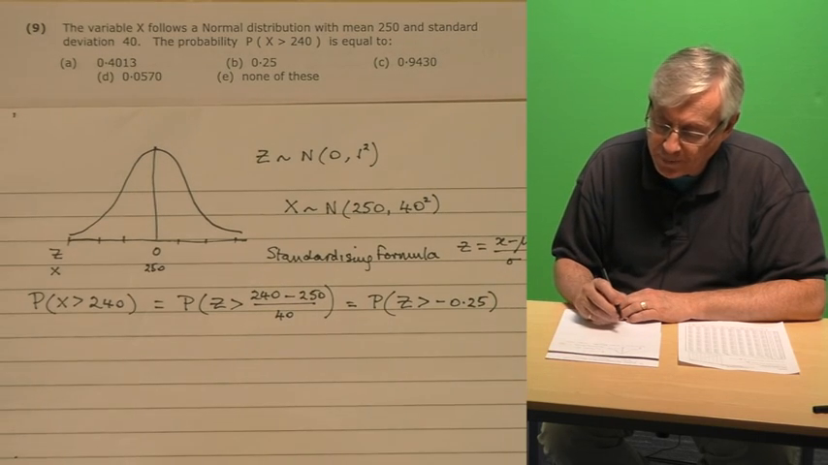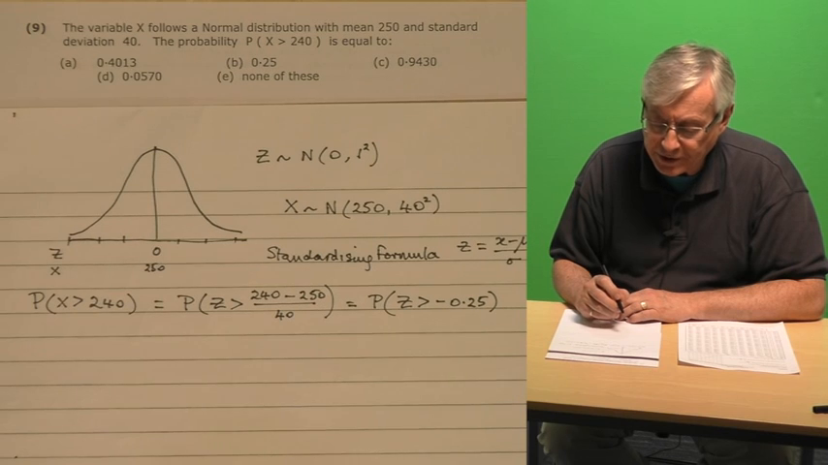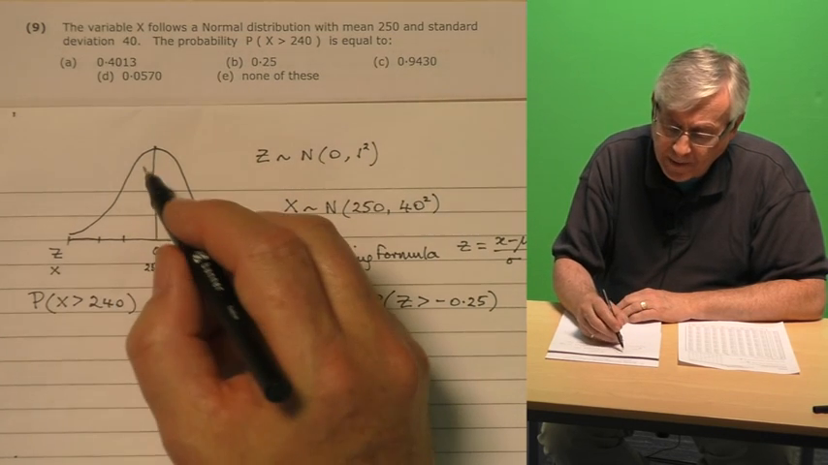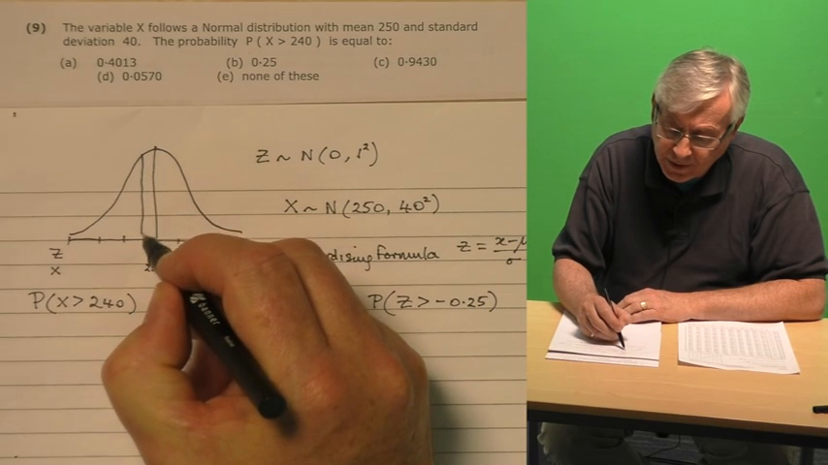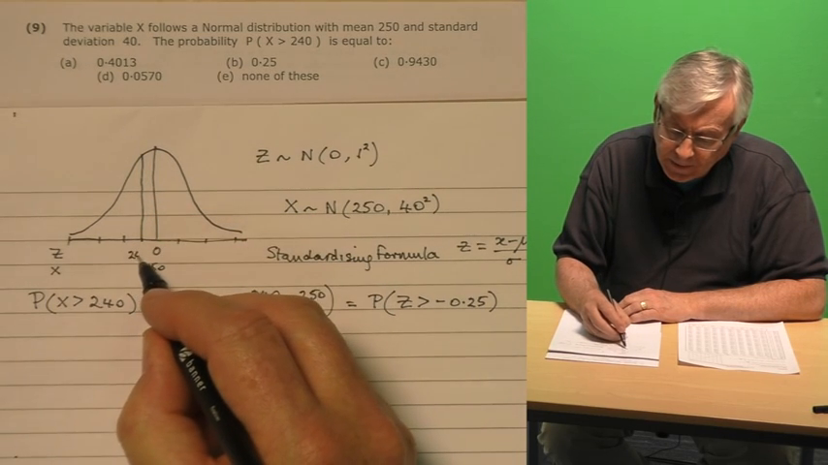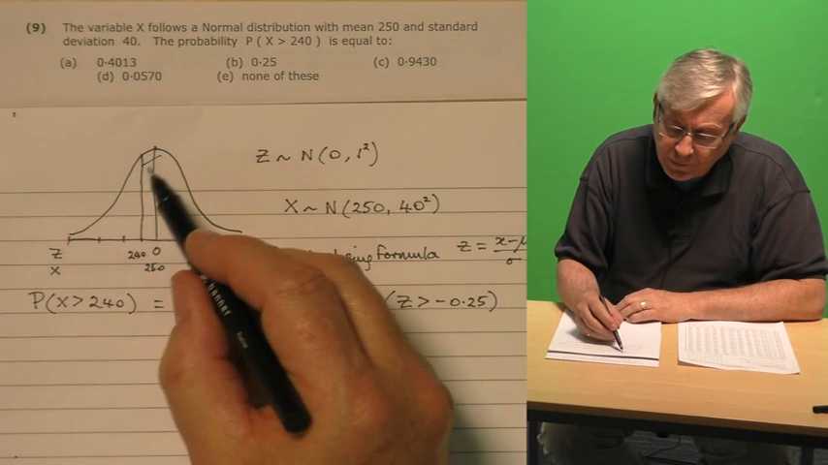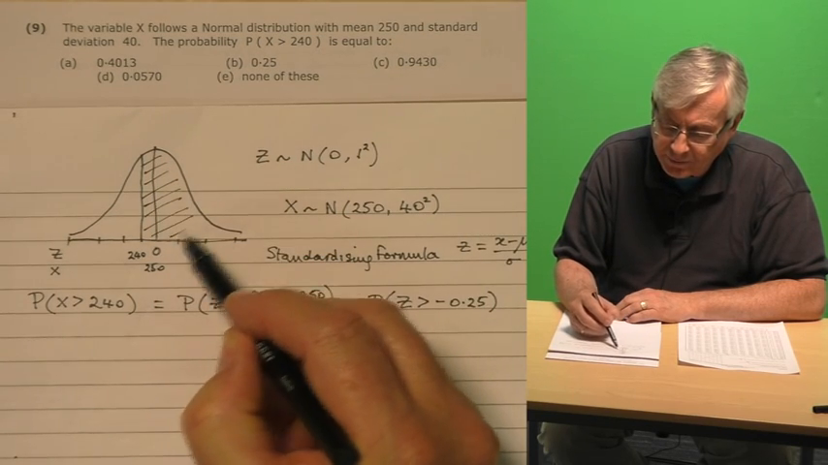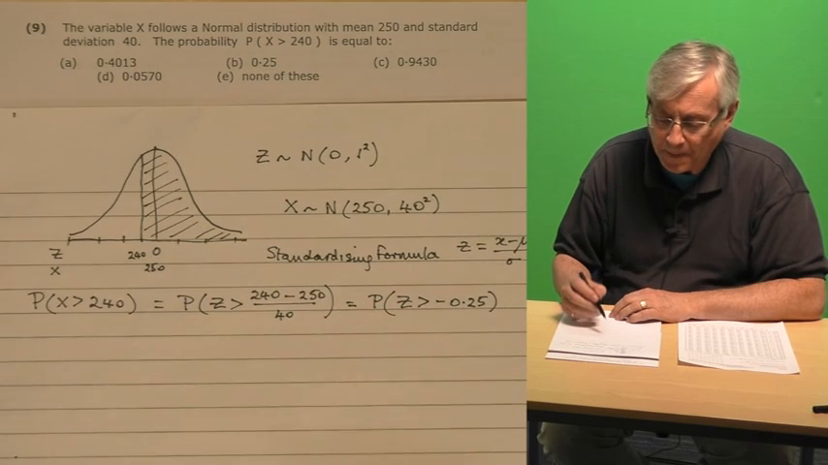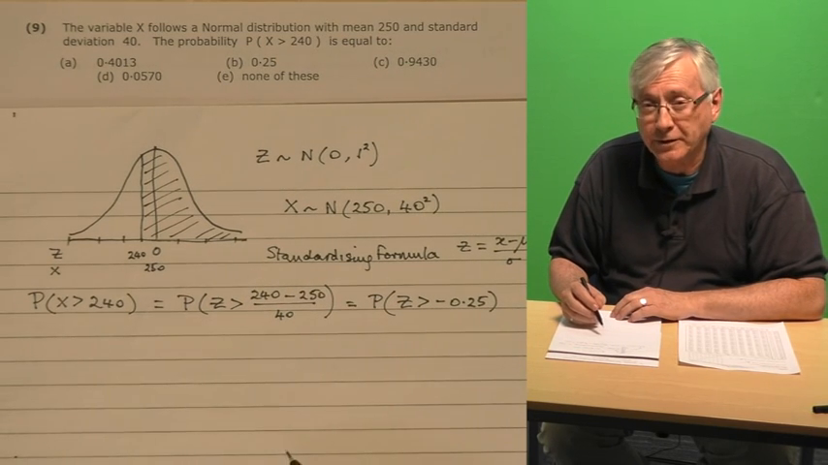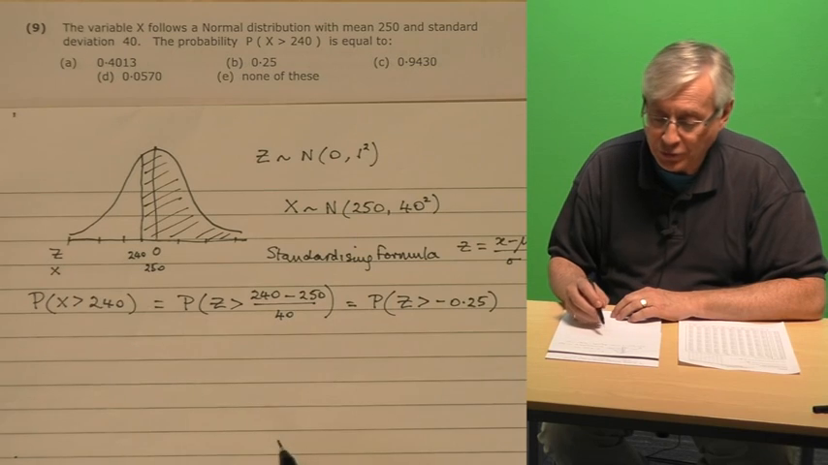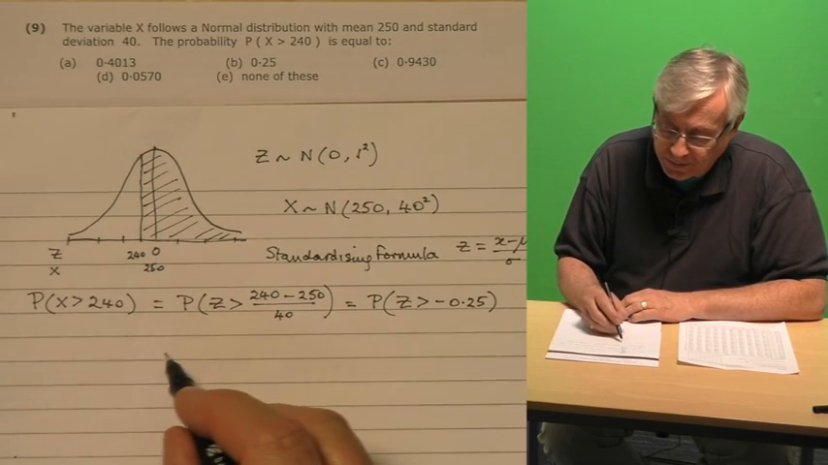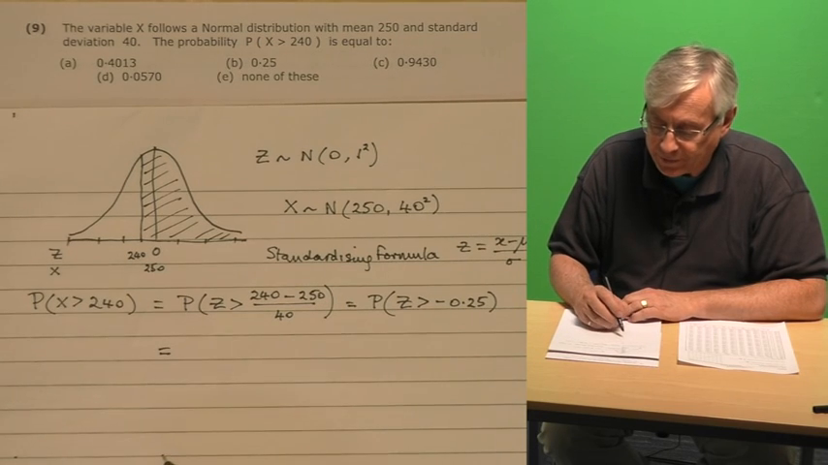So on my diagram, what area am I looking for to make sense of this question? Well, here is 240, somewhere about there. And clearly the area I'm looking for is the area bigger than 240, which I've shaded in roughly like that. And you can see from the diagram that the area covers more than half of the overall shape, so the answer to this problem is going to be a value bigger than 0.5.